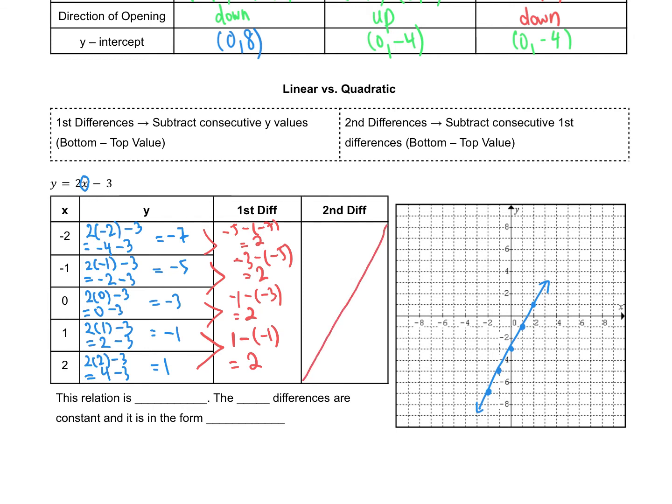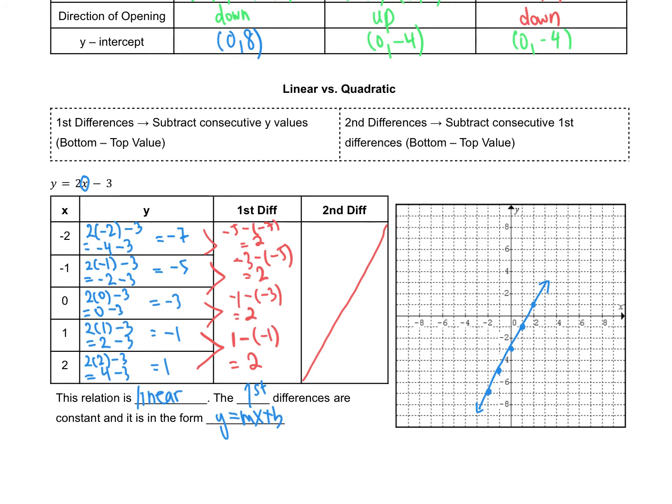All of those first differences are the same. This second difference column is kind of useless. So this relation is linear. The first differences are constant, and our equation is in the form y equals mx plus b. Plus we have a line on our graph. So there are 3 forms of proof or evidence that the relation is linear: from the equation, from the first differences, and from the actual visual itself.